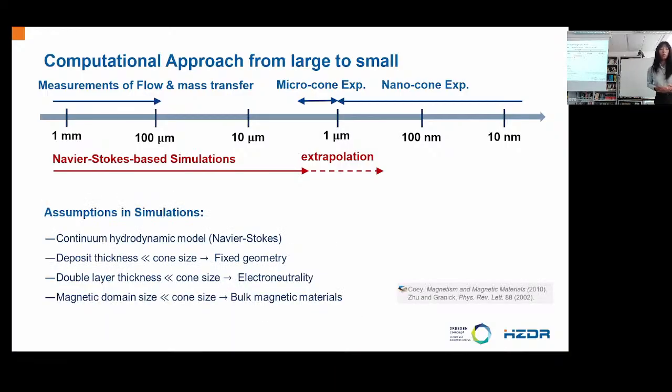So I focused on the numerical side, and I want to make the assumptions I made in the simulations very clear. First of all, we use a continuum hydrodynamic model, applying the Navier-Stokes equation instead of calculating the motion of each fluid molecule. And also for micro and millimeter size cones, during the typical deposition time in the experiments, the deposit thickness is much smaller than the cones, so we could fix the cone geometry in the simulations. In addition, the electric double layer and the magnetic domain are much smaller than the cone, so we could apply electroneutrality and the bulk magnetic materials in the calculations.